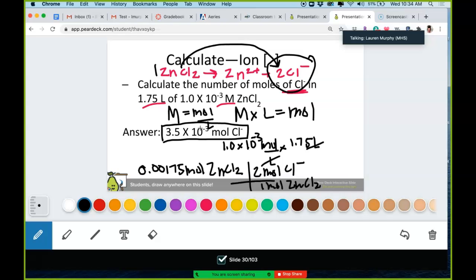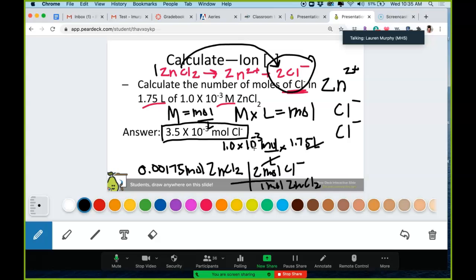There's actually more chloride ions in there than there are zinc ions, because when this thing breaks apart, it does this: Zn 2 plus and then a chloride ion, and then another chloride ion every single time. So there's double the chloride ions present floating around in that solution, and you have to account for it. Do I have any questions about that?